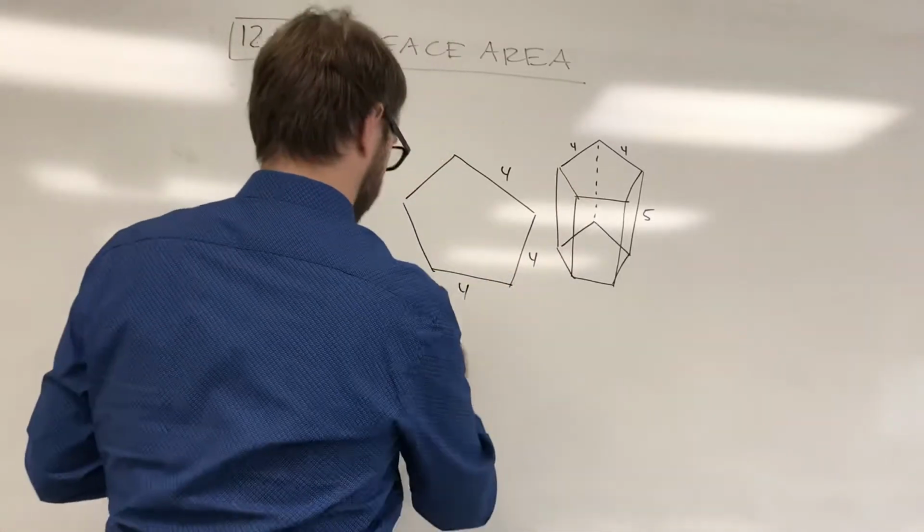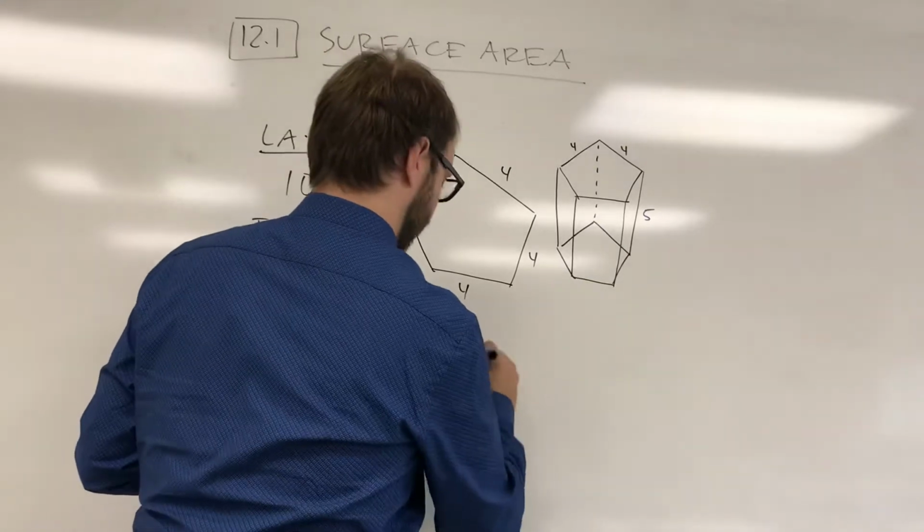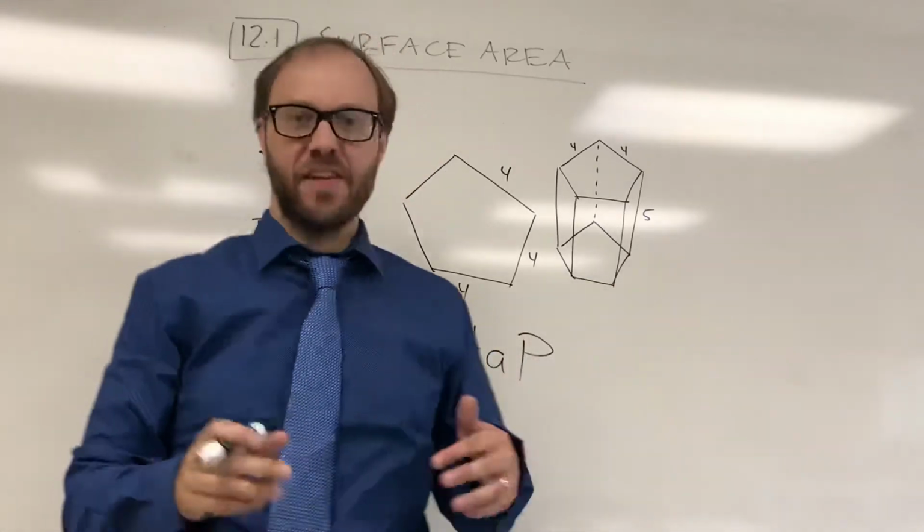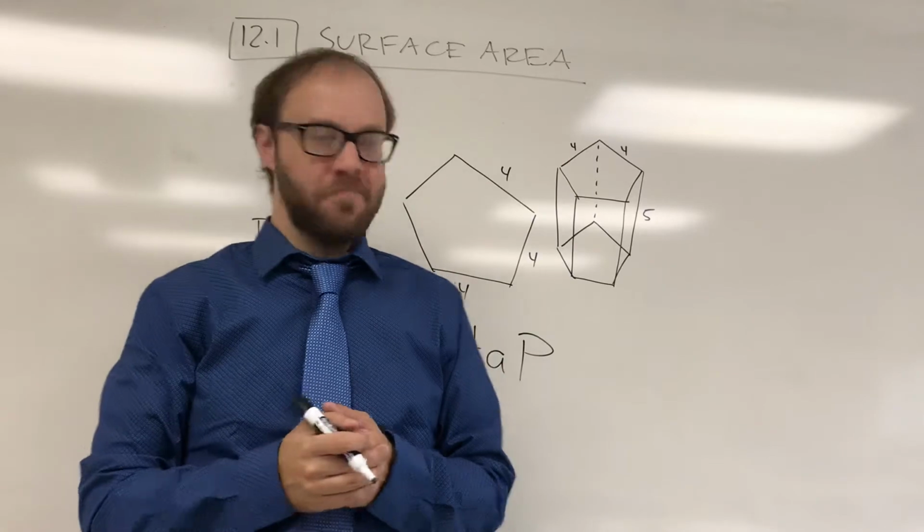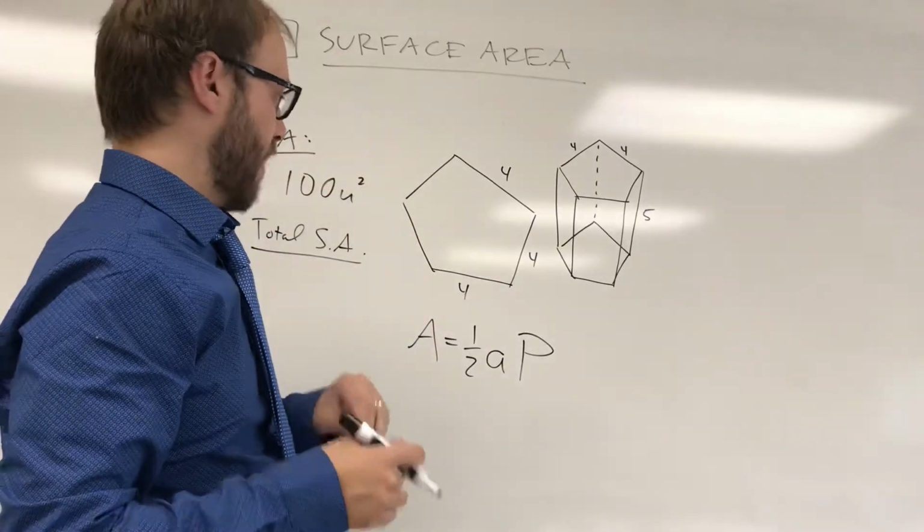I'm going to go over to the apothem formula: 1/2 the apothem times the perimeter. We put together that relatively simple formula. And so I want to find the area of one regular pentagon.